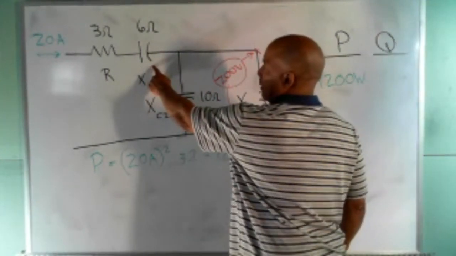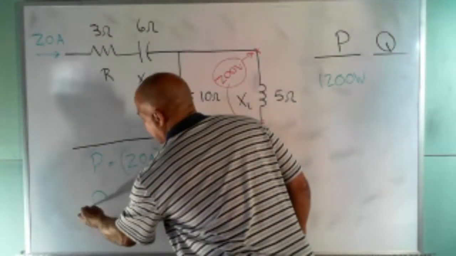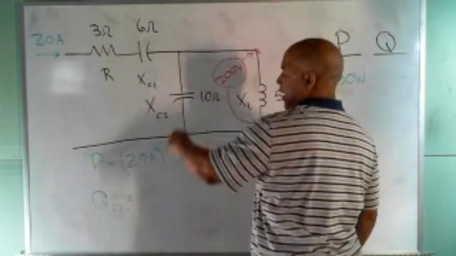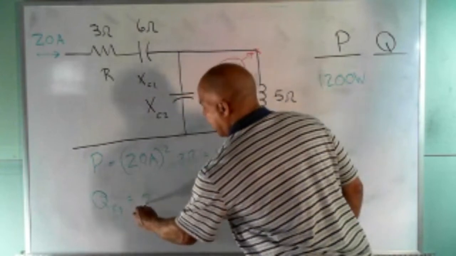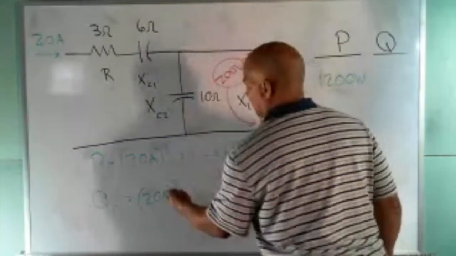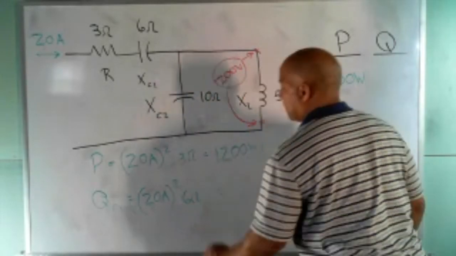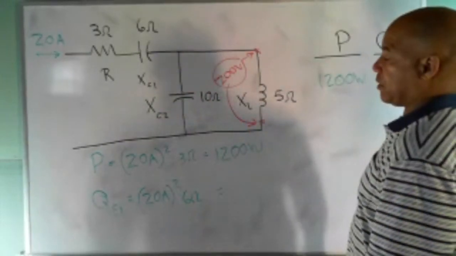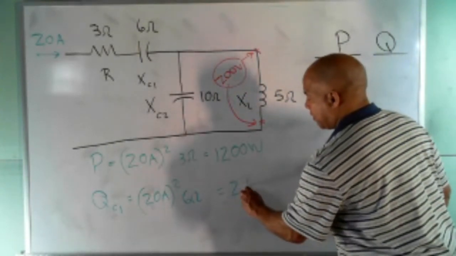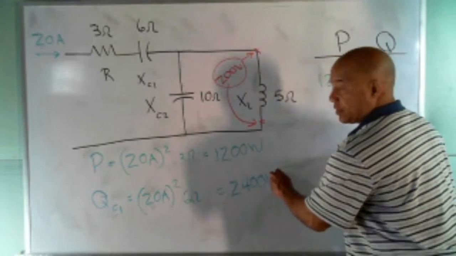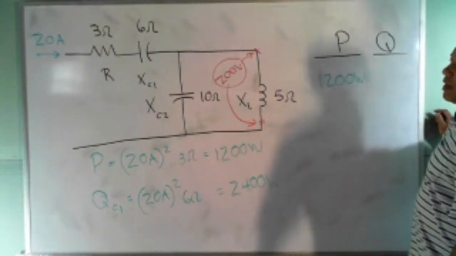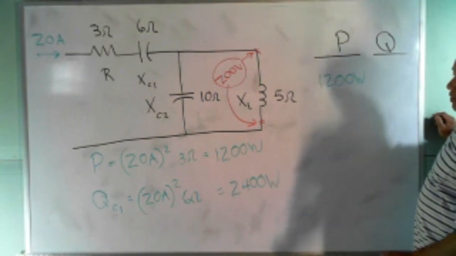I can get, we'll call this QC1, the same way as I got this power. It's going to be 20 squared times 6. So what is that? 400 times 6, 6 times 4. Is that 2400? Make sure I'm doing my arithmetic right because I'm really tired, I'm hungry, and I start to mess up. So I think it's 2400.